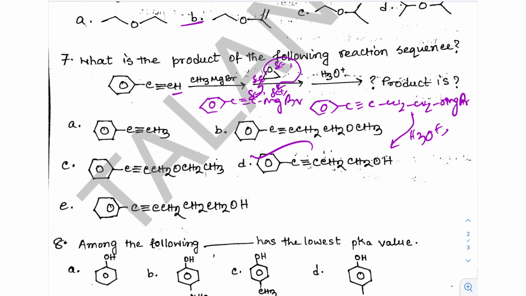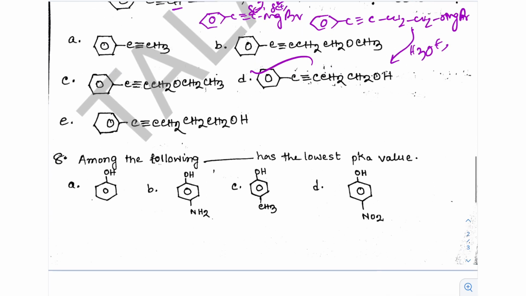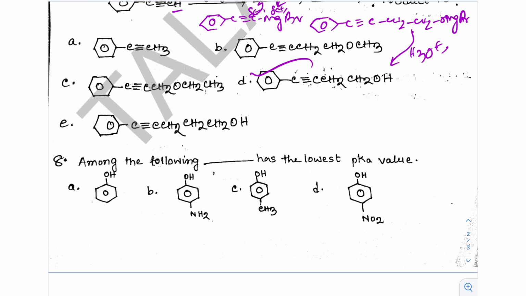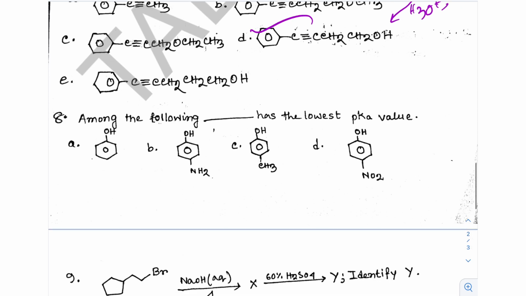Next, we'll move to question 8. Among the following, which has the lowest pKa value? pKa value lowest, that means Ka highest, that means acidity highest. So which is the most acidic?